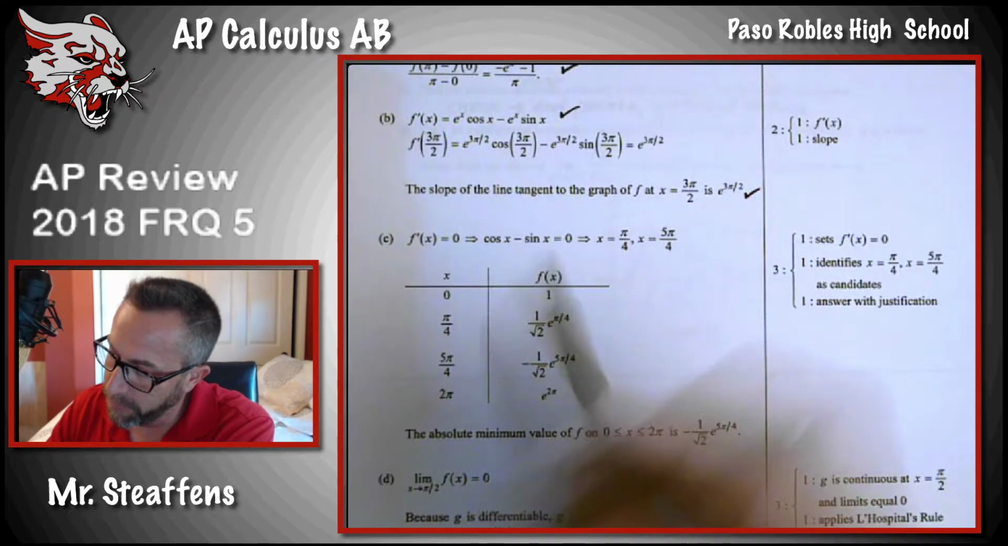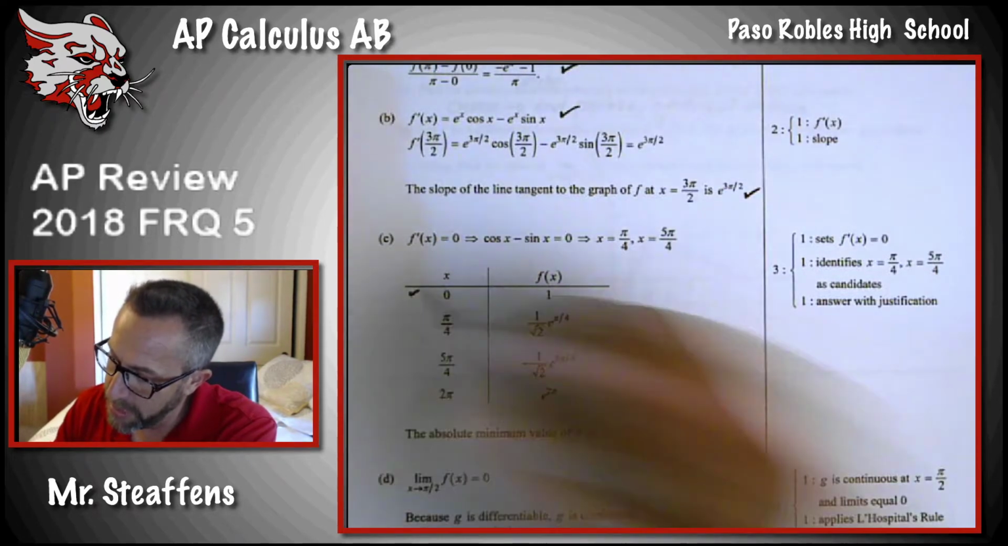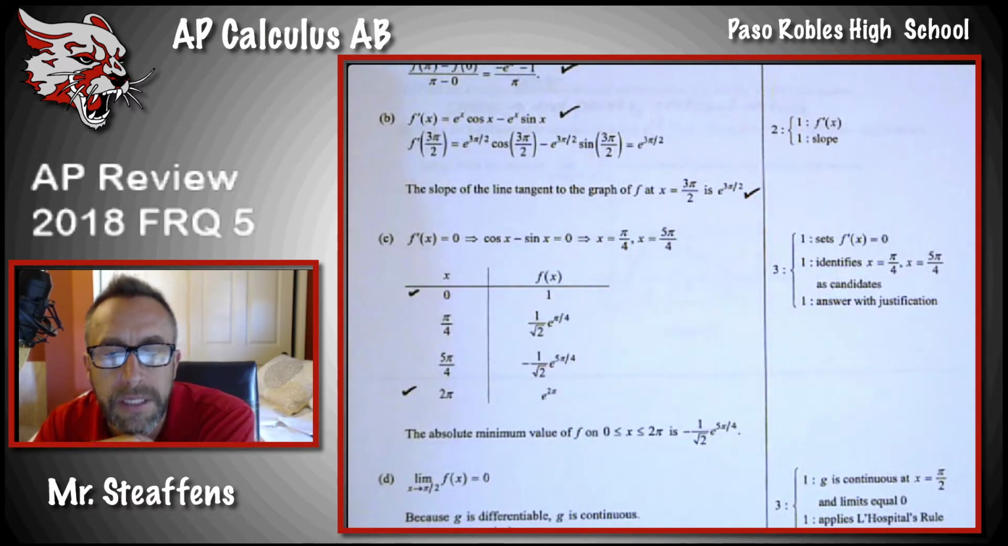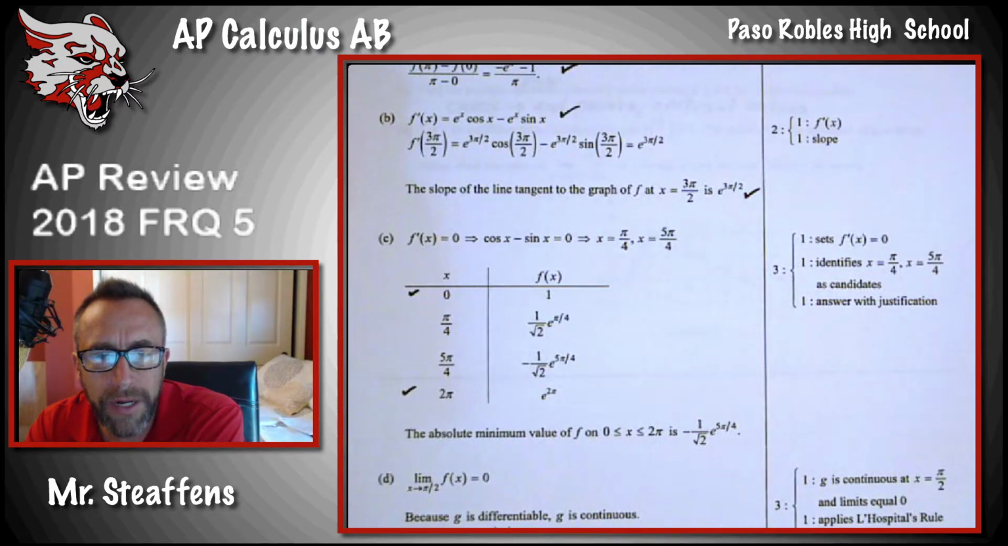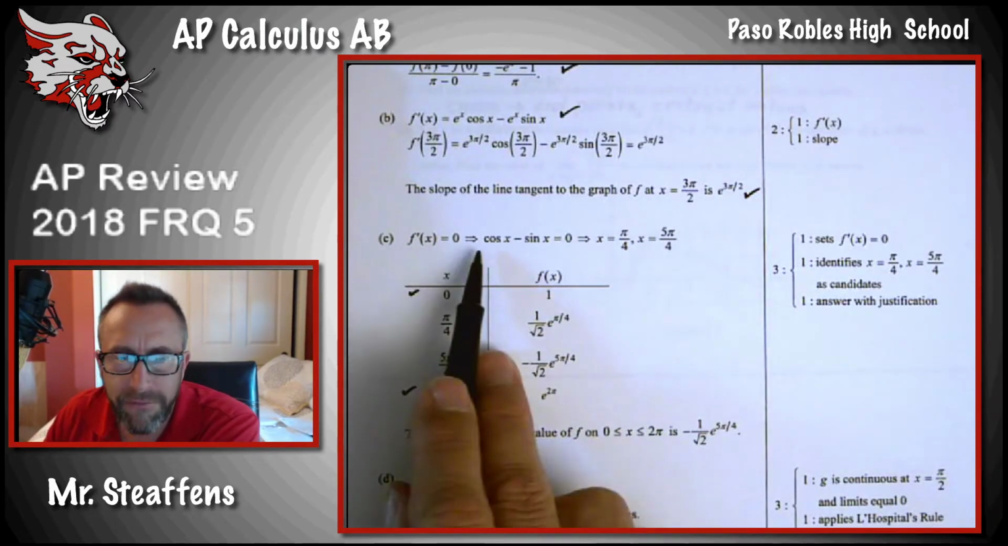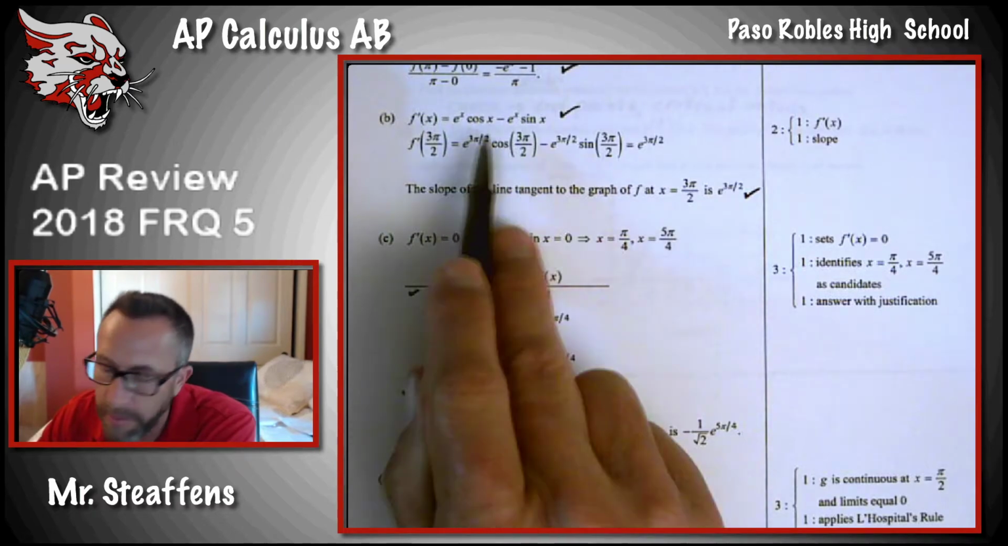This one said going from 0. So here's my first endpoint and my second endpoint. Then I would have to find the critical values, and you'll notice their f prime equation. Remember, this was f prime up here.